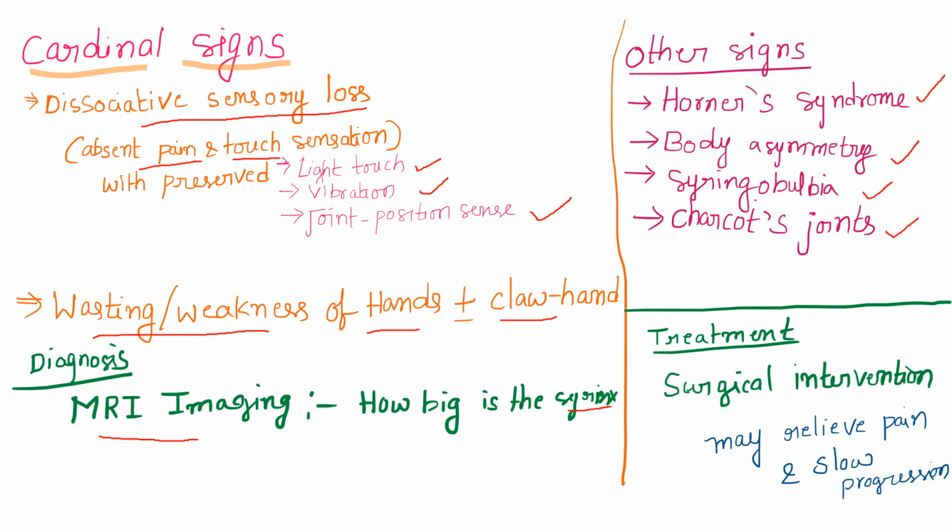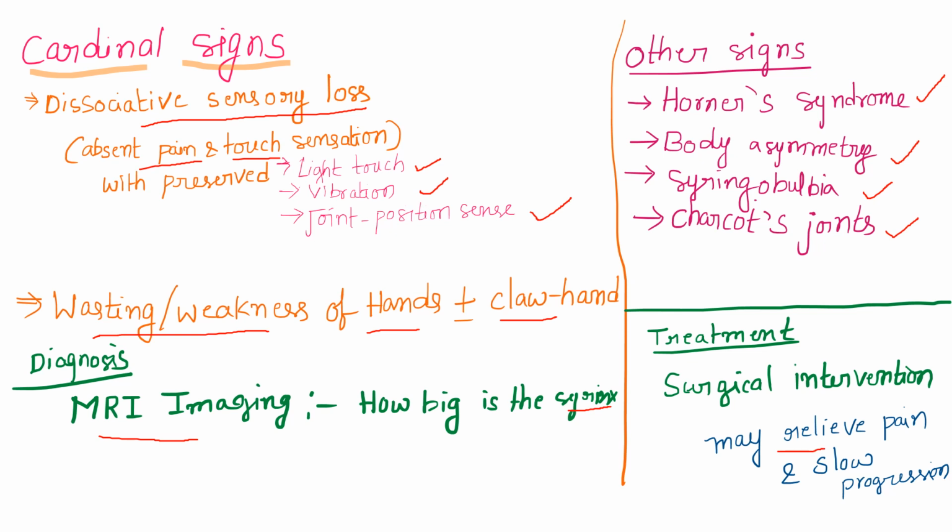And the treatment plan, if you see, surgical intervention is the main doctor's advice. They don't wait till the disease progresses for a long time. After diagnosis, they immediately advise surgical intervention. It can relieve the pain, and it stops the progression.